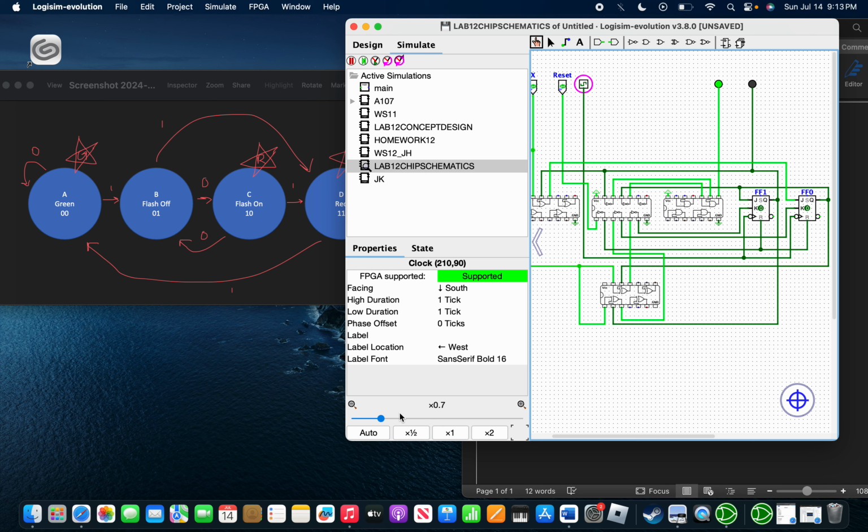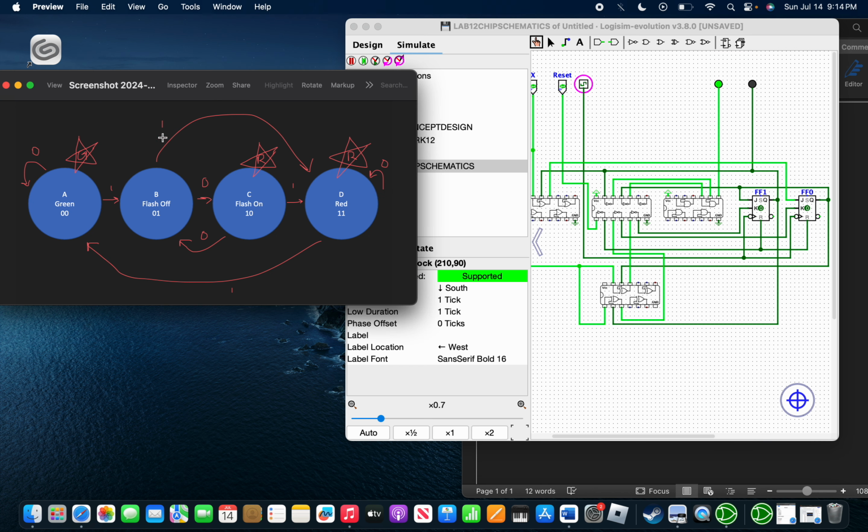Everyone, my name is Jordan Hernandez, and today I'll be going over my Lab 12 chip schematic of what it's going to be for a pedestrian light. So, before I get into my chip schematic, I like to show that I have this over here to help me out to talk about how this is going to work for the pedestrian light.